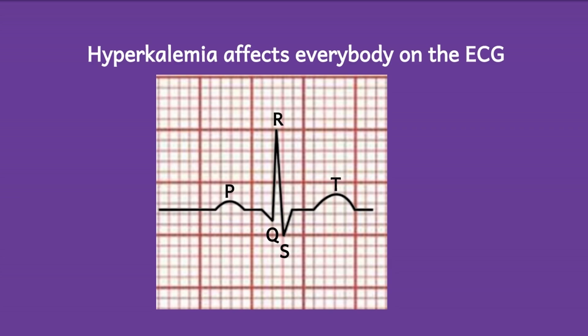Other components include the beginning of the P wave to the beginning of the Q wave. That is called the PR interval. And then the line which joins the T wave to the S wave, as indicated by this arrow, the ST segment. And so we want to see how hyperkalemia affects these components of the ECG. Always remember, hyperkalemia affects everybody on the ECG.